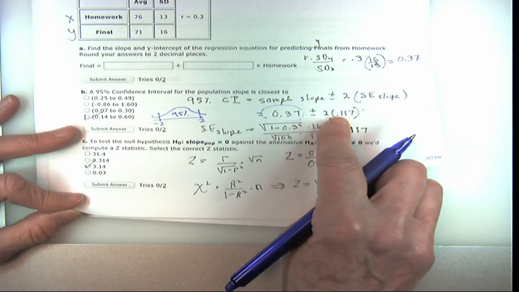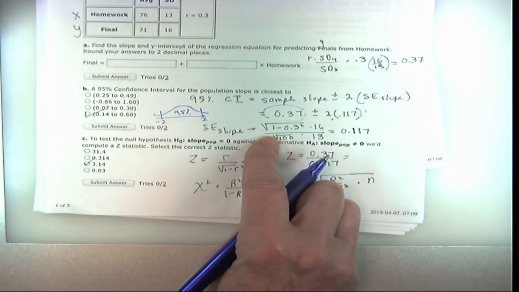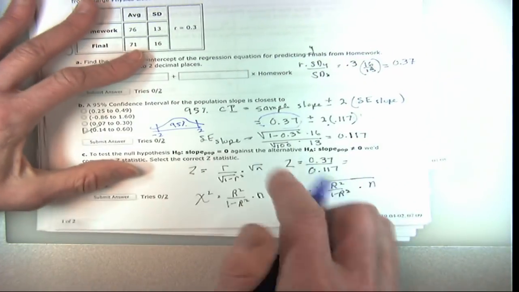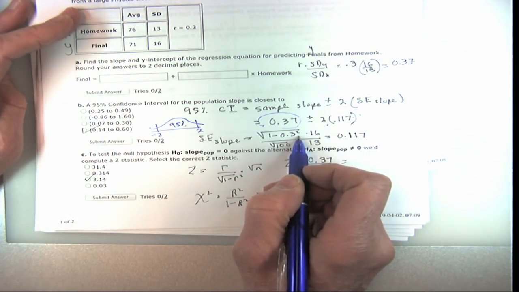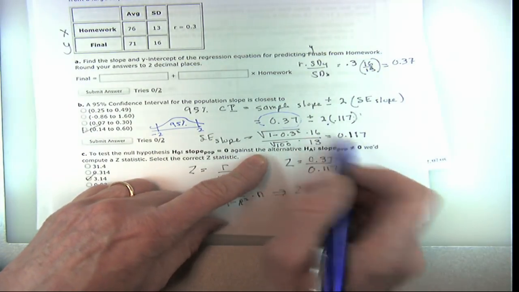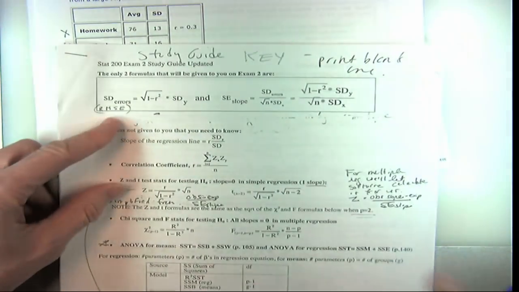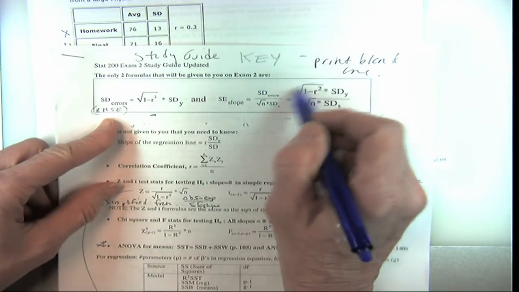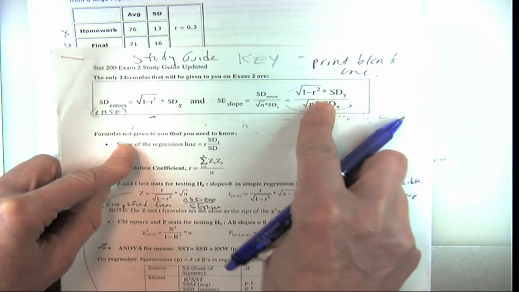Now, how did I get this right there? That's the standard error of the slope. I had to go to my formula page. That's going to be given to you. It will be on the front of your exam. Square root of 1 minus r squared times... do you understand how to do that? It's just the formula you're going to be given right here. It's the standard error of the slope, and I promised I would give that to you. That's what I'm using. So if you don't know how to do it, just look here. And I just plugged in the numbers, okay?